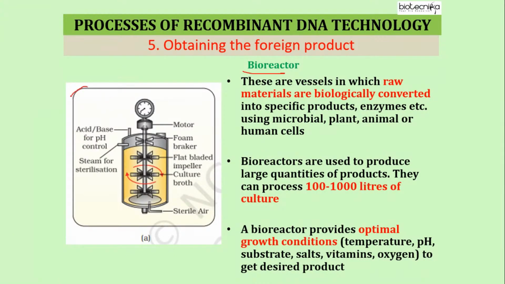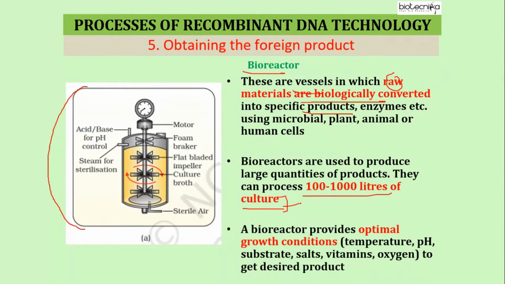As you can see in the diagram, this is an example of a bioreactor. You can see this is a kind of machine. These are vessels in which raw materials are biologically converted into a specific product. So what will you do? You will mix your microorganism and your specific gene of product. They will convert this into a larger amount of product. You can create 100 to 1000 liters of product.